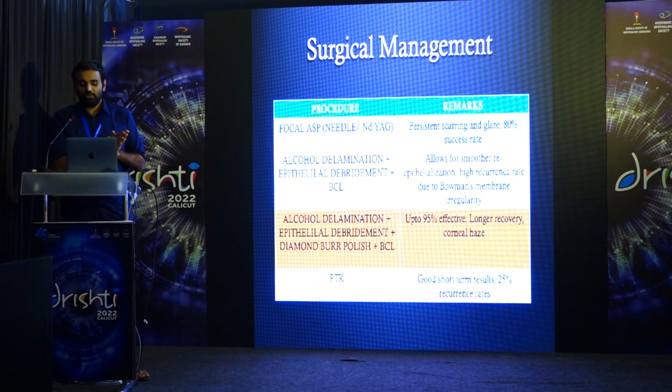If you just do an alcohol delamination with an epithelial debridement and then put in a BCL, this is obviously the faster mode of rehabilitation, but there is a very high risk of recurrence because you're not treating the Bowman's irregularity. What I did find was if you did a delamination followed by a debridement and then you do a diamond burr polish and then put in a BCL, the success rates are almost 95%. The only thing is that you will have a bit of stromal haze post-operatively, which has to be managed with steroids, even though there is a BCL in situ and an epithelial defect.